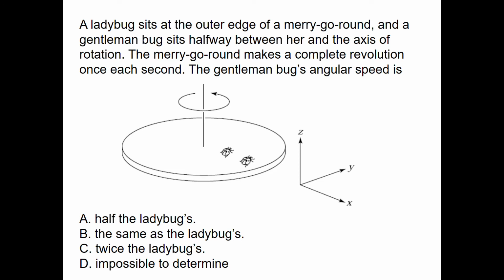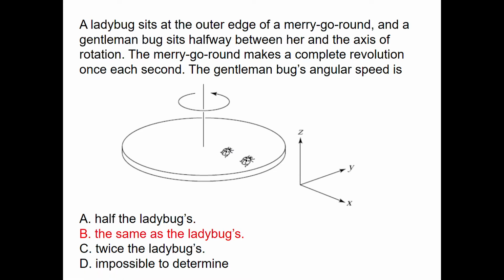Let's first do something that has to do with angular rotation, a voting question. Ladybug sits at the outer edge of a merry-go-round, and a gentleman bug, my apologies, I didn't write this particular question, sits halfway between her and the axis of rotation. The merry-go-round makes one complete revolution each second. How is the gentleman bug's, that's this one in here, angular speed related to the ladybug's?